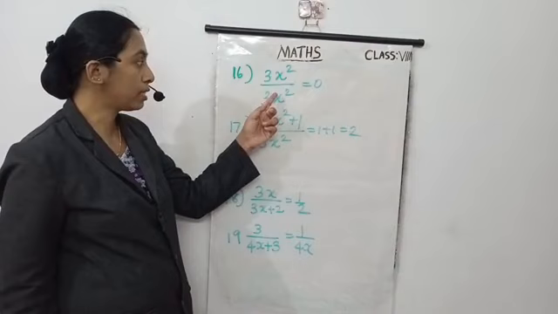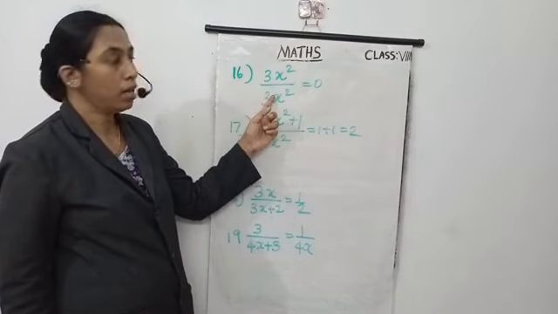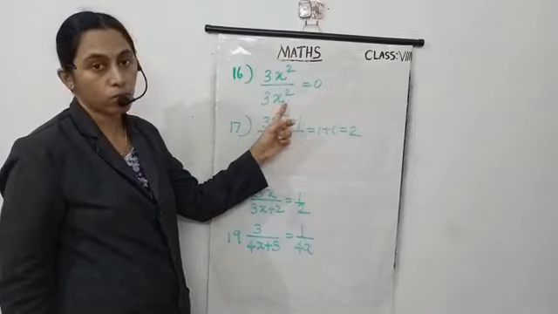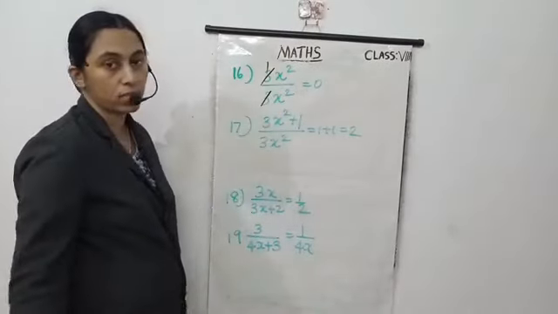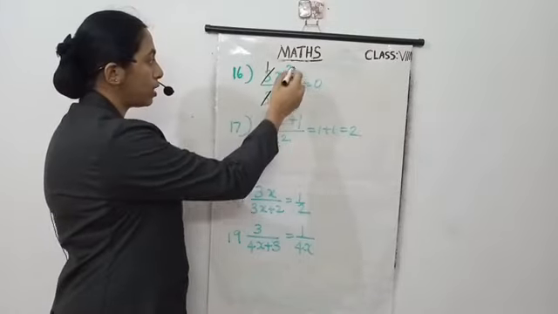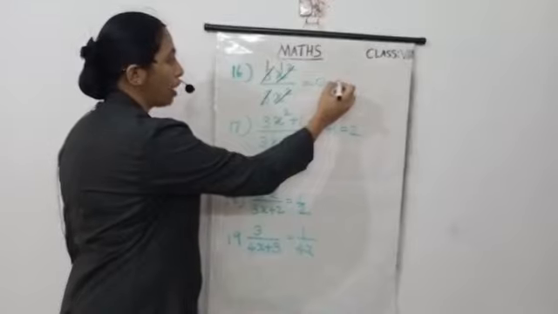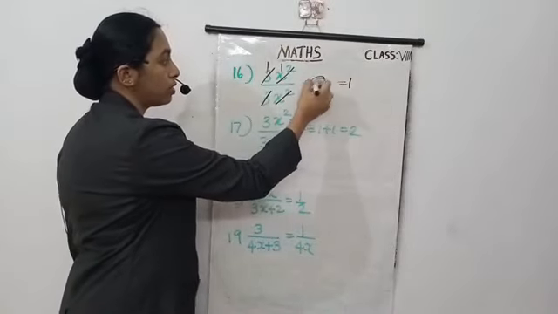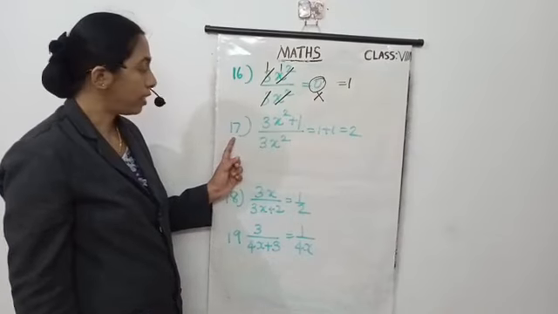Is it correct? This is division of a monomial by another monomial. Both terms are like terms. We can cancel this 3 and 3. So 3 by 3 is 1. And this x square and x square, 1. So final answer is 1 into 1, 1. Not 0. So this is wrong. Answer is 1. Now question 17.